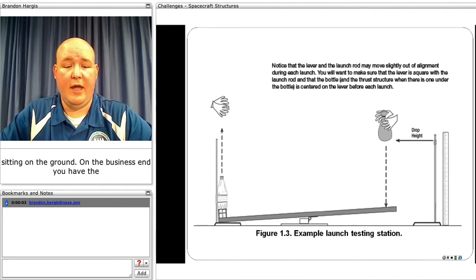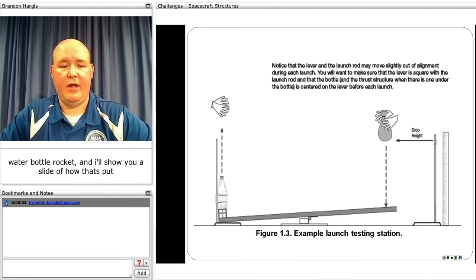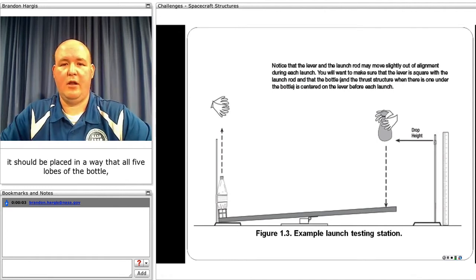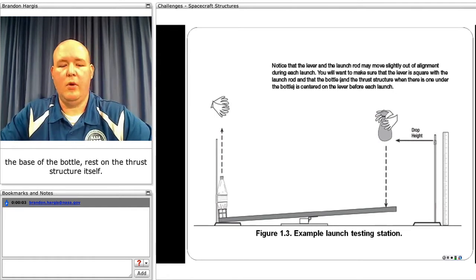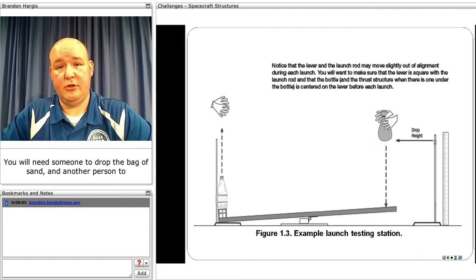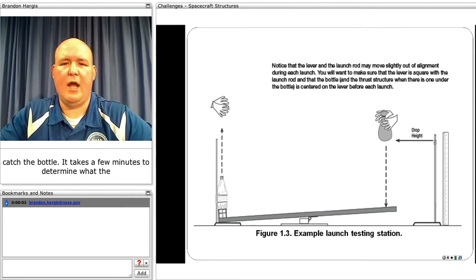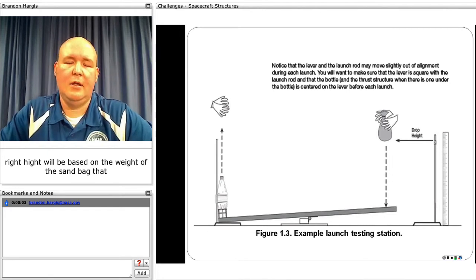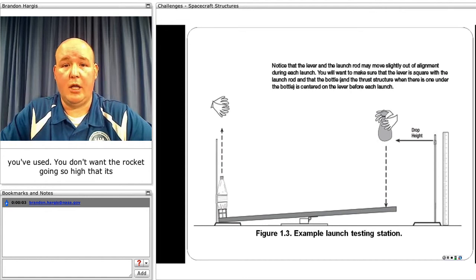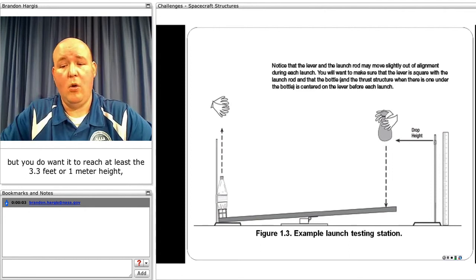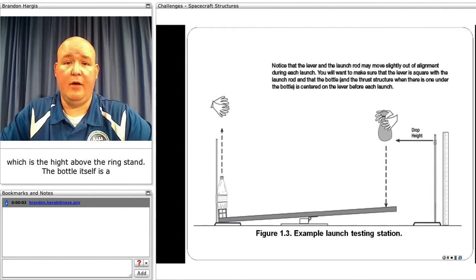On the business end, you have the water bottle rocket, and I'll show you a slide of how that's put together. And sitting underneath that is the thrust structure that the students will be building. That thrust structure will be placed there each time, and it should be placed in a way that all 5 lobes of the bottle, the base of the bottle, rest on the thrust structure itself. You will need someone to drop the bag of sand and another person to catch the bottle, and it takes a few minutes to determine what the right height will be based on the weight of the sandbag that you use. You don't want the rocket going so high that it's hitting the ceiling or that it's a danger as a falling object, but you do want it to reach at least the 3.3 feet or 1 meter height above the ring stand.